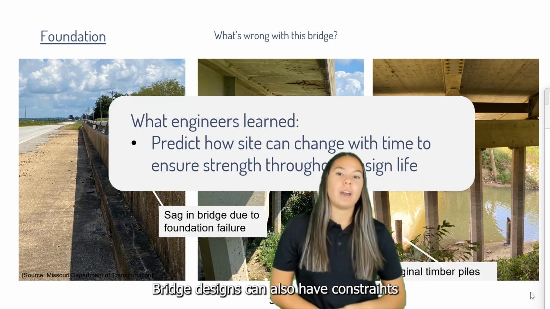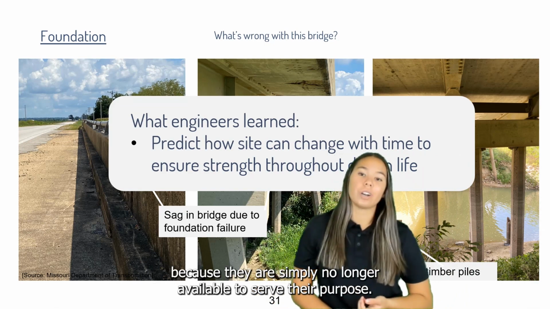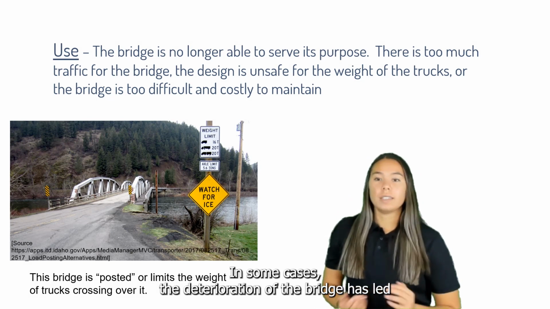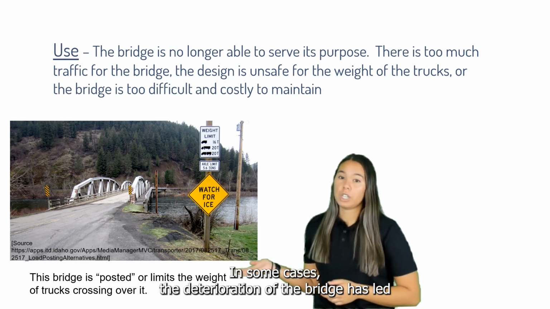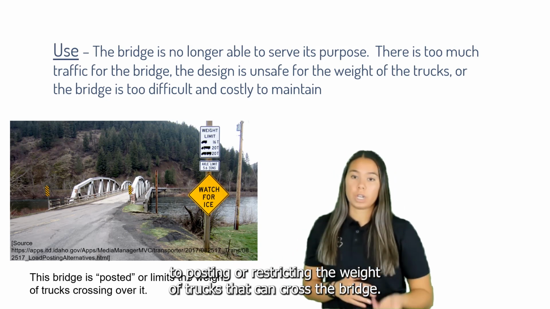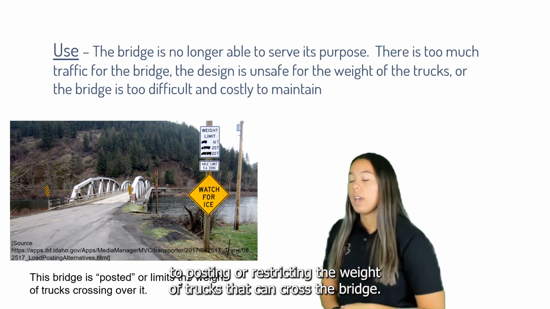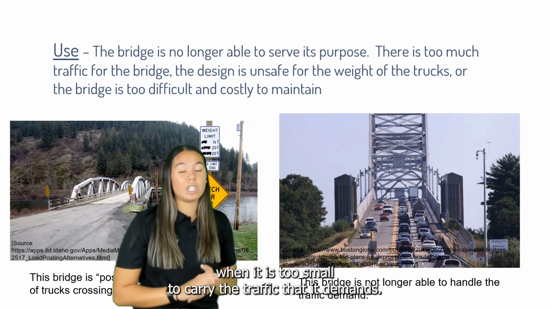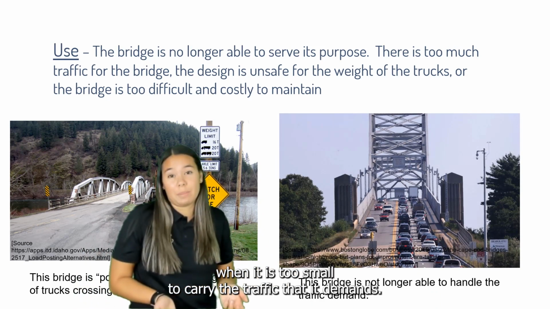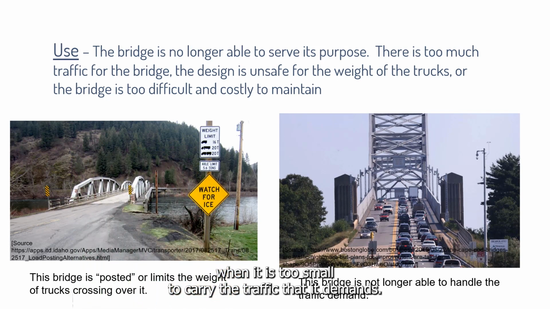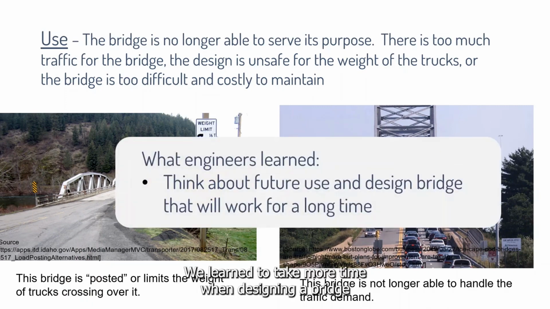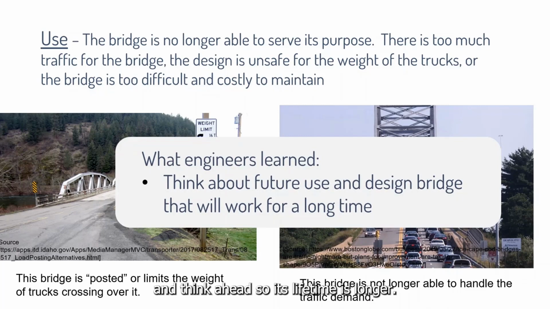Bridge designs can also have constraints because they are simply no longer available to serve their purpose. This is called a usage constraint. In some cases, the deterioration of the bridge has led to posting or restricting the weight of trucks that can cross the bridge. And in other cases, there are daily traffic jams on a bridge when it is too small to carry the traffic that it demands. So, what did we learn from this constraint? We learned to take more time when designing a bridge and think ahead so its lifetime is longer.